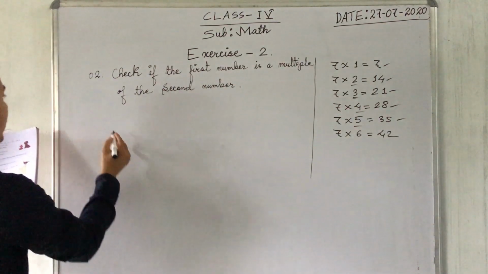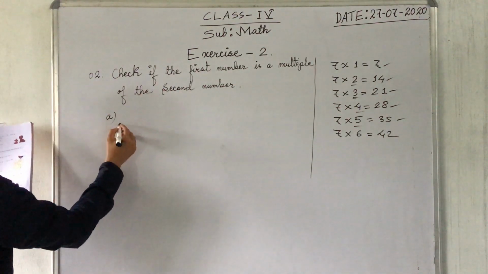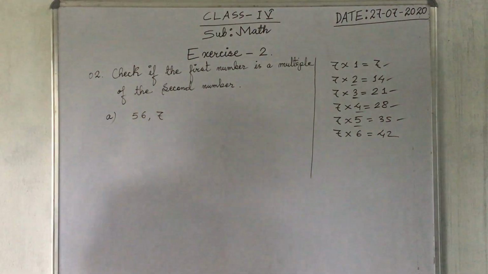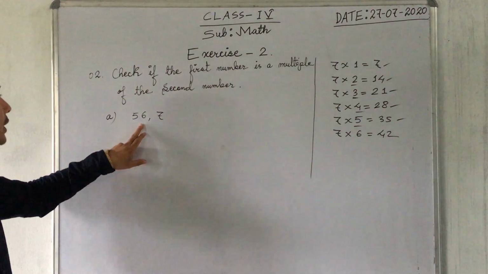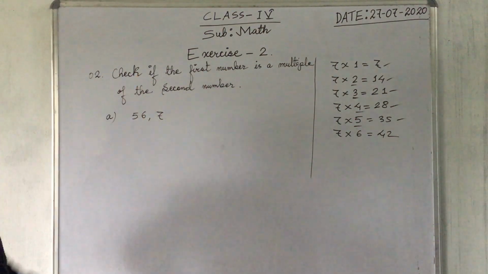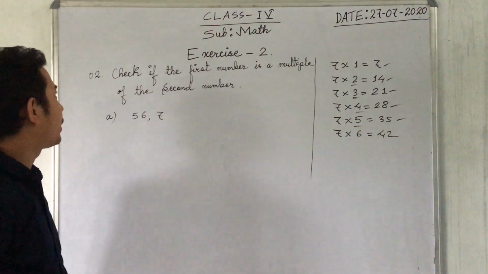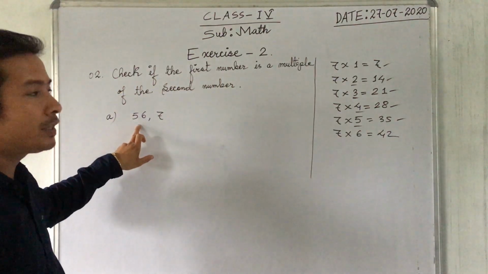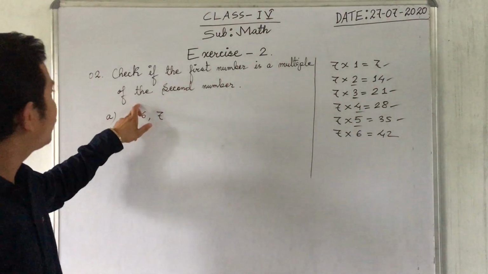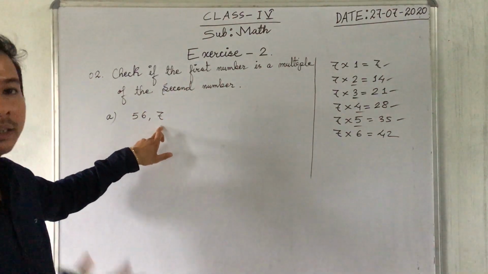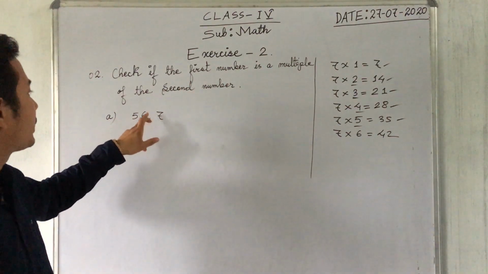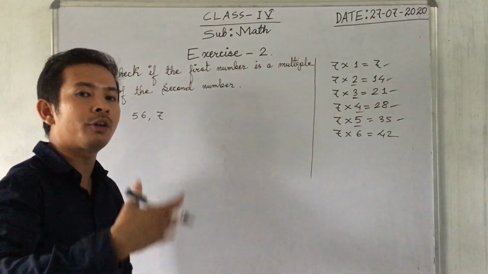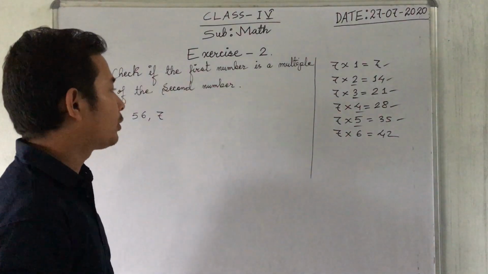Look here, in question number A there is 56 and 7. Two numbers are given here. The first number is 56 and the second number is 7. You need to understand the questions properly. Check if the first number, 56, is a multiple of the second number, 7. That means is the first number a multiple of the second number or not? We have to find that out.